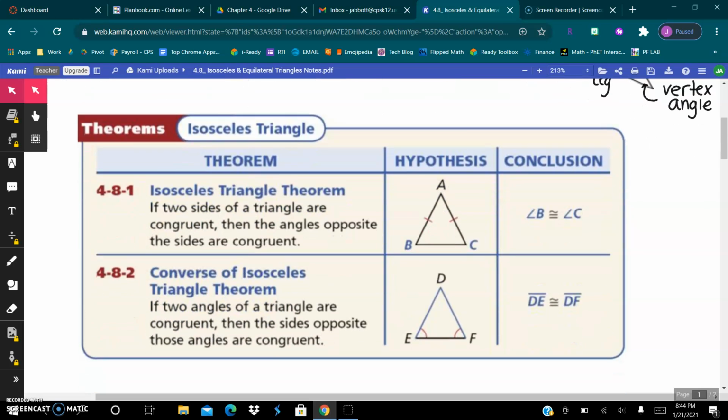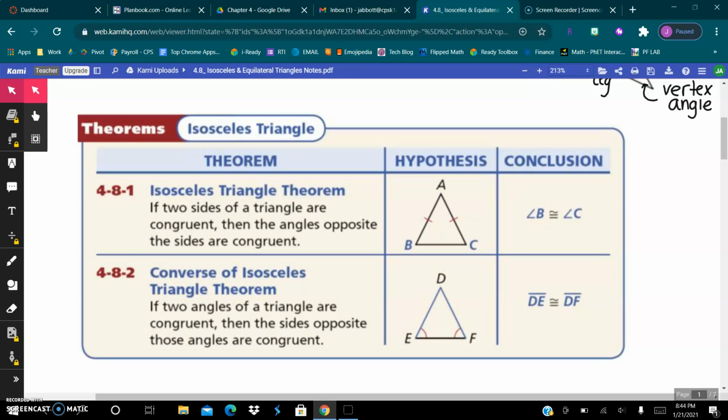Up next, we have a couple of theorems here. The first one is the isosceles triangle theorem, and it says if two sides of a triangle are congruent, then the angles opposite the sides are congruent. So if we have an isosceles triangle with those two legs marked congruent there in the picture, then angle B and angle C are congruent.